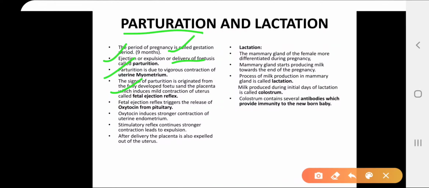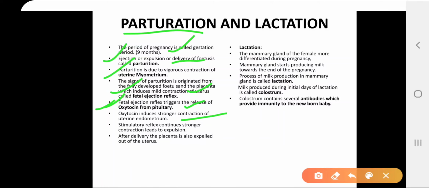You clear? The signals develop from the fully developed fetus and the placenta, which induce mild contraction of the uterus called fetal ejection reflex. The fetal ejection reflex triggers the release of oxytocin from the pituitary. This fetal ejection reflex is transported to the pituitary, which releases the oxytocin from the pituitary gland.